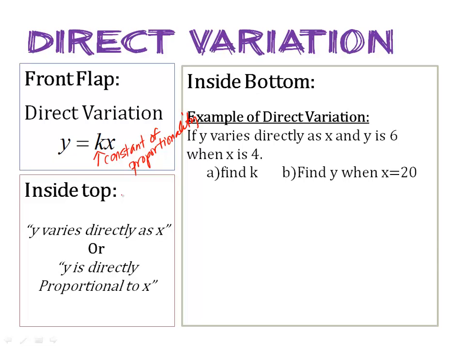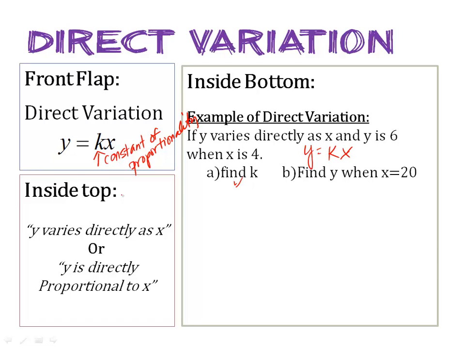On the inside of that first flap, on the top of it, you're going to write what this looks like in word problems. It'll say something like y varies directly as x, or it could say y is directly proportional to x. Either way, it's the same way of saying this equation, y equals k times x. So a problem would look like this. Y varies directly as x, and y is 6 when x is 4. So I know I'm going to use this equation, and I'm going to plug in my x and the y they gave me in order to find k first. That's my first step. Find k.